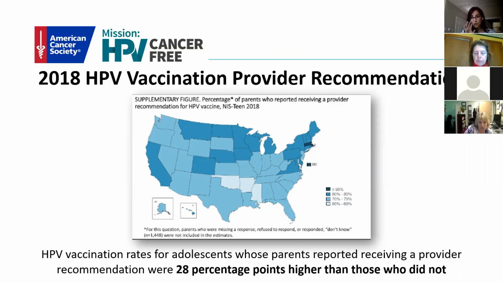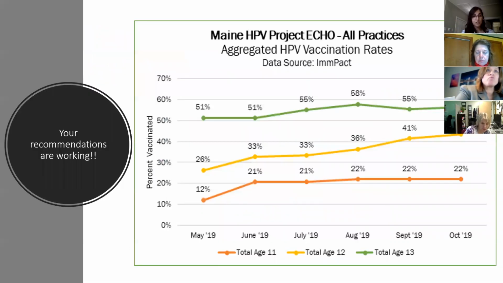And we saw here, I'm going to read the sentence right below the graph here: HPV vaccination rates for adolescents whose parents reported receiving a provider recommendation were 28 percentage points higher than those who did not. So we see that there is a positive correlation between an increase in HPV vaccination rates and an increase in provider recommendation. So this further justifies our highlighting of the provider recommendation. It's crucially important. If you go to the next slide, I'm going to zoom back in to you.